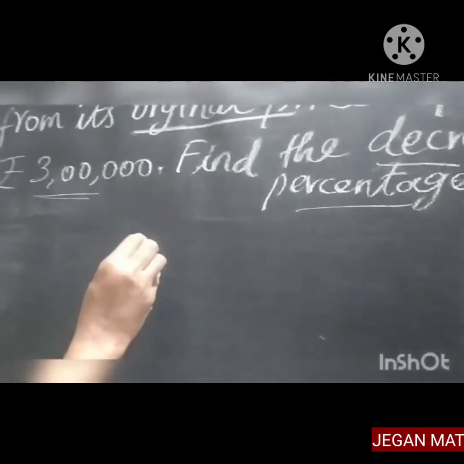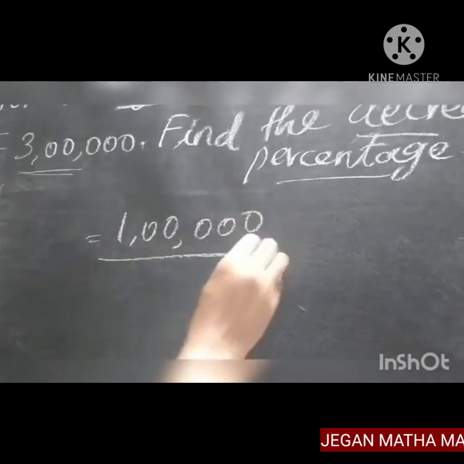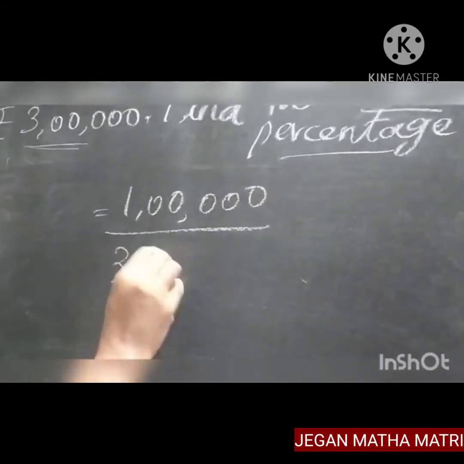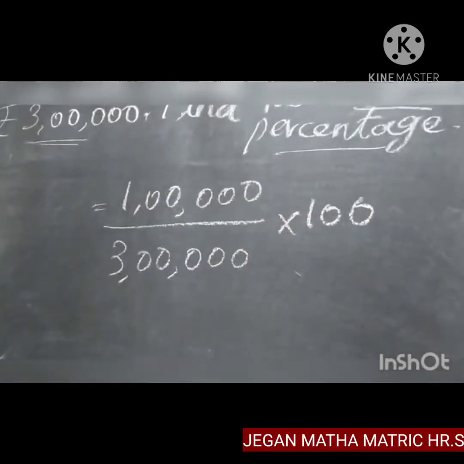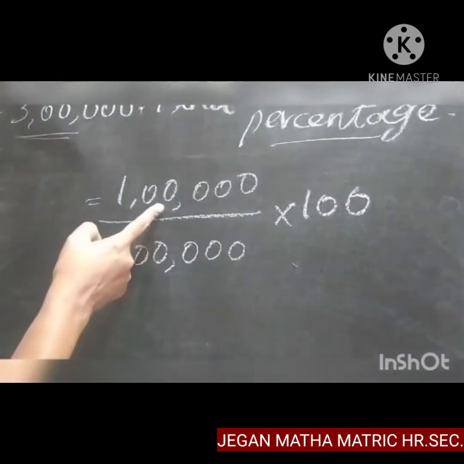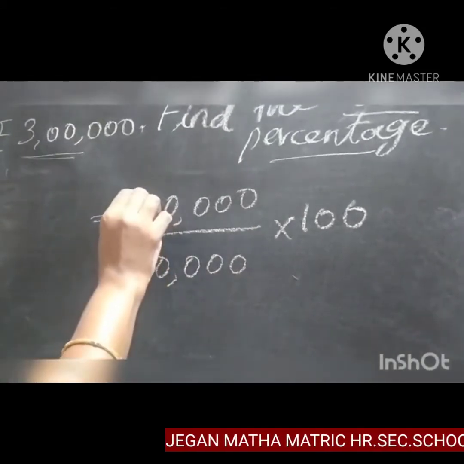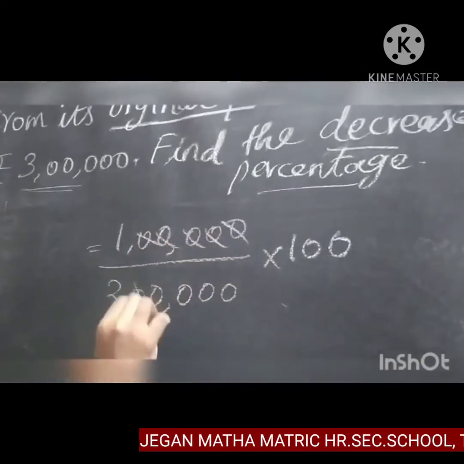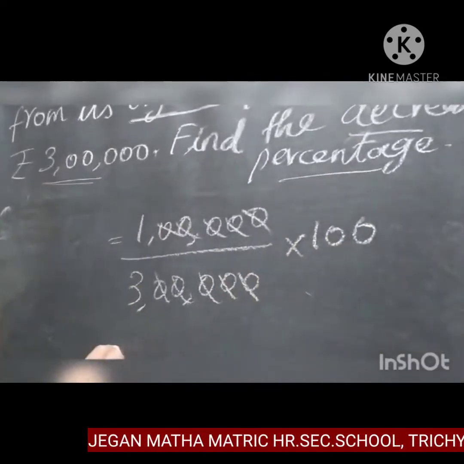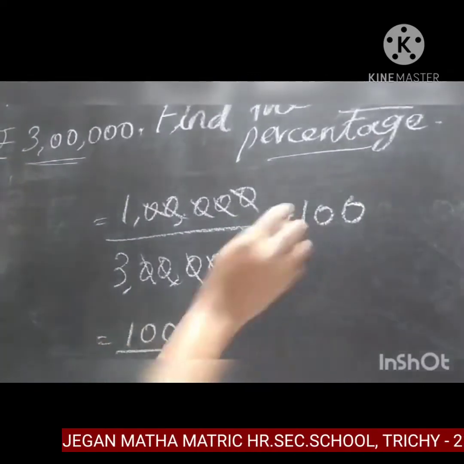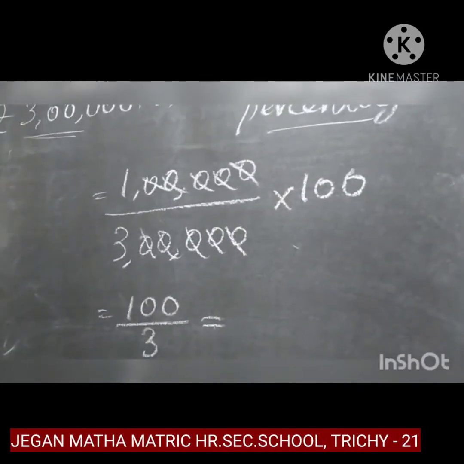So that is decreasing amount, you have already 1 lakh, divided by actual rate, that is 3 lakhs, into 100. This is the formula for finding percentage of decreasing: decreasing amount divided by total amount into 100. Now you can do the cancelling here, 1 lakh and 3 lakh. You have 3. So 100 divided by 3. In the numerator 100, denominator is 3. So you have to divide this.